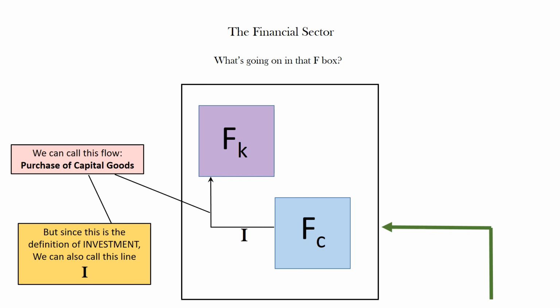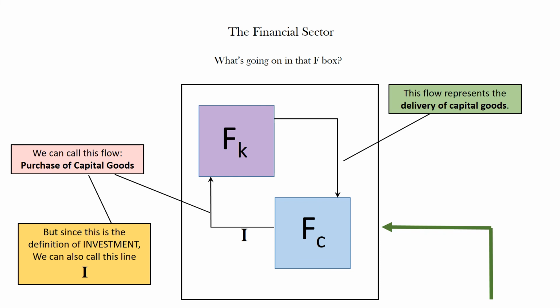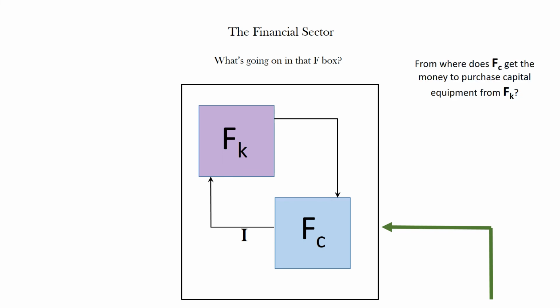The flow from F sub K to F sub C represents the actual physical good going to the firm. So we'll call this flow the delivery of capital goods. But where does F sub C get the money to purchase capital equipment from F sub K? Answer: it either gets it from its own retained earnings account or it borrows it.